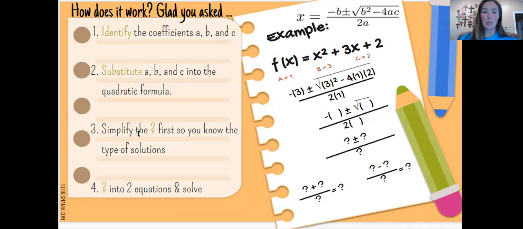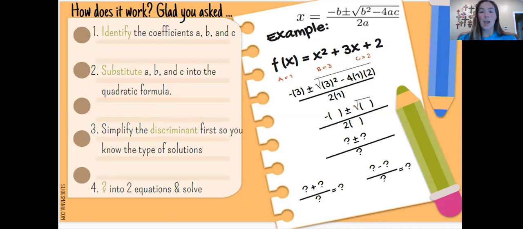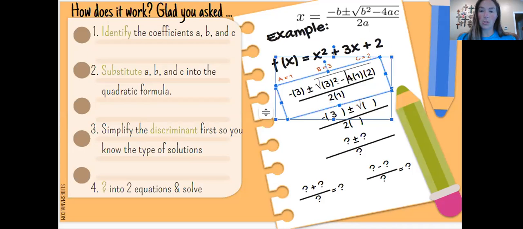Then the next step is to simplify the discriminant first. And that's so that you can figure out what type of solutions that you're going to get. So we're going to leave this part. So this is just going to be our 3. But then under here, this is the portion that we want to simplify.